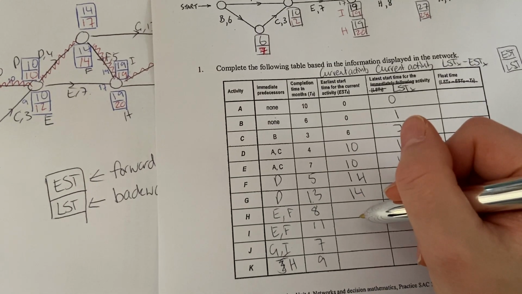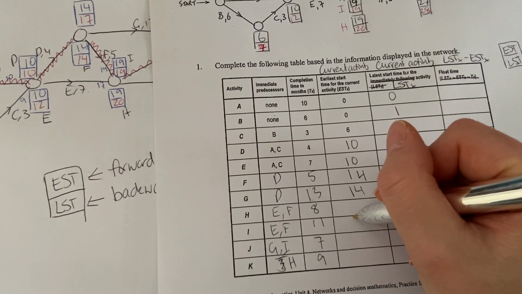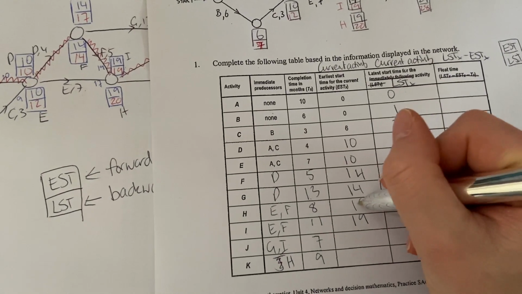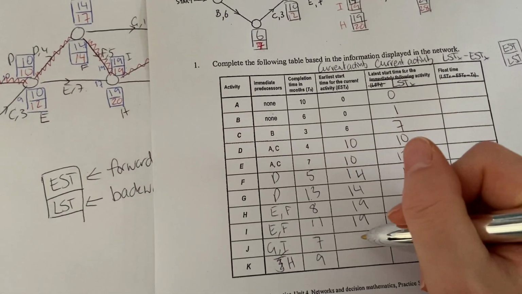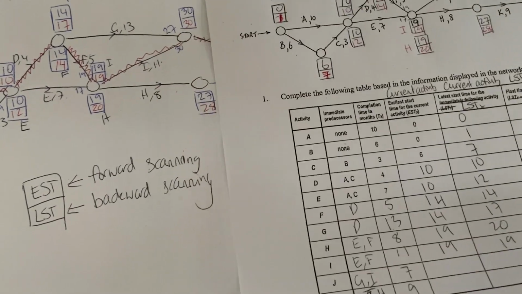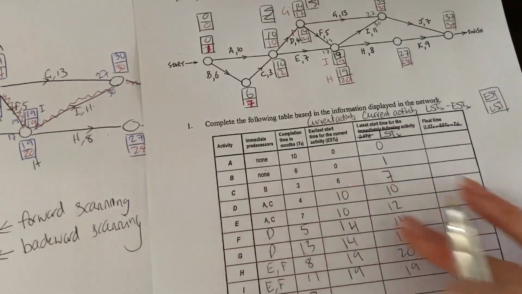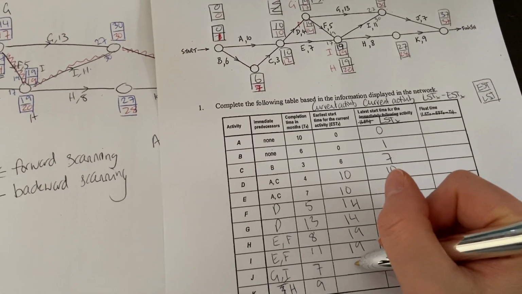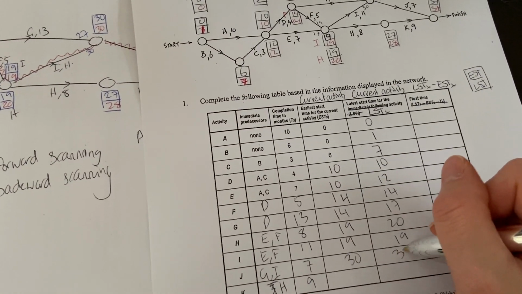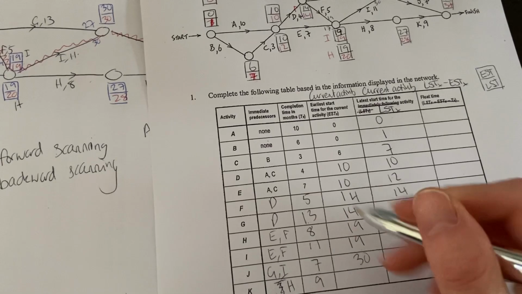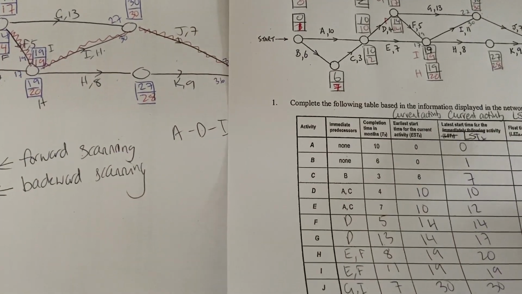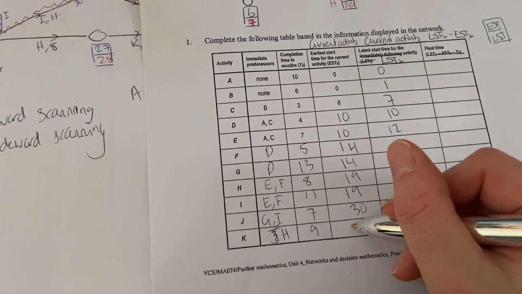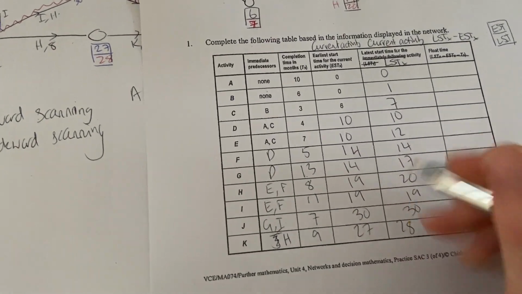I was down here. So 19, 19, 19, 20, J. Oh yeah, J is there. So 30, 30, and K. So K is that one after H, 27, 28. Okay.